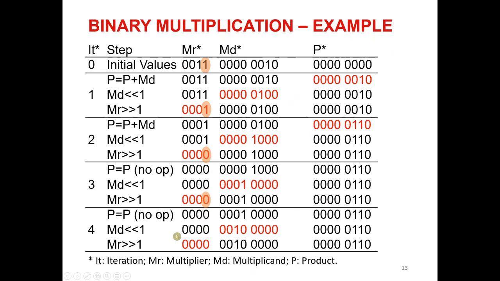In this case the multiplier has 4 bits, so we only need 4 steps. If the multiplier has 64 bits, we will need to do 64 steps like the one we have done. So here we only need 4 iterations. If the multiplier has more bits, we need to do as many iterations as the digits of the multiplier.